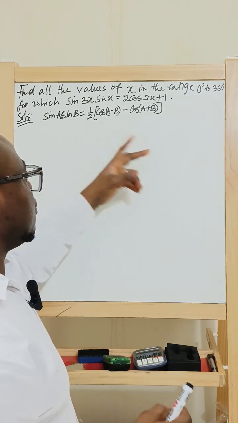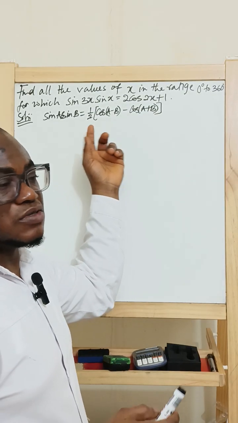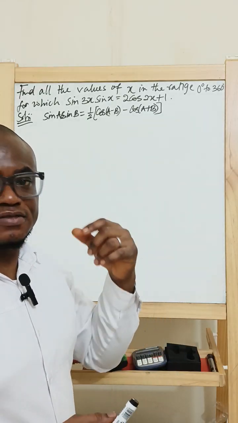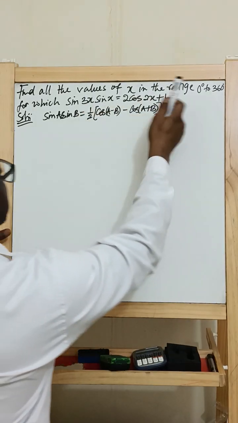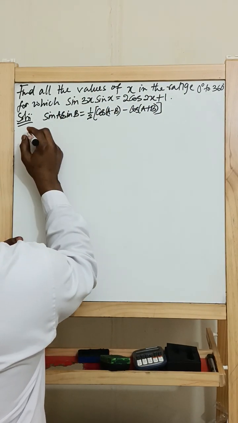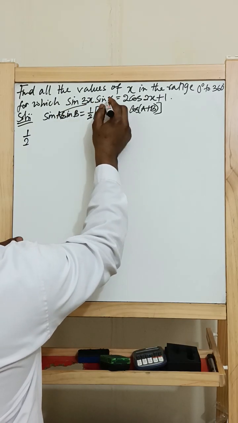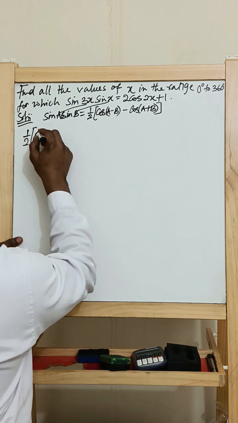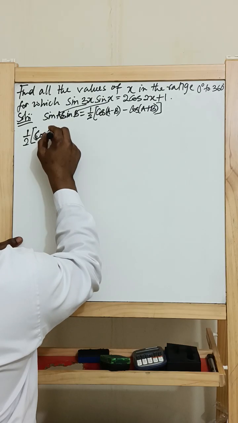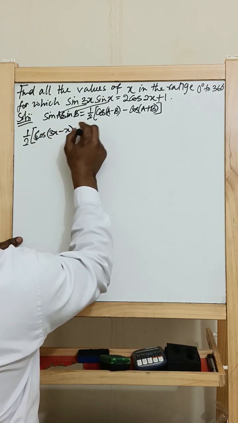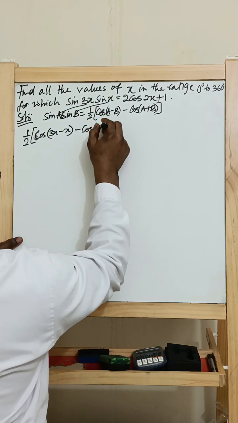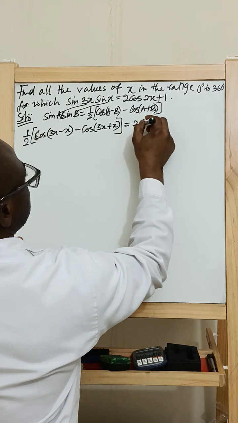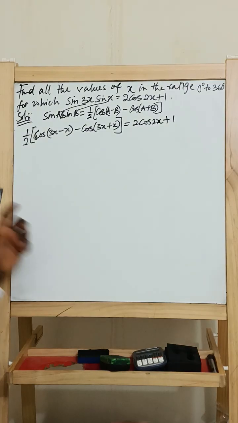If you don't remember how we do this, or you don't know how to do this, we have videos down below. Please go and check how this is done. So from here, this is now going to be 1 over 2. Our A is this and our B is this. So 1 over 2, cos A minus B, which is 3x minus x, then cos 3x plus x, and that will be equal to 2 cos 2x plus 1, right?